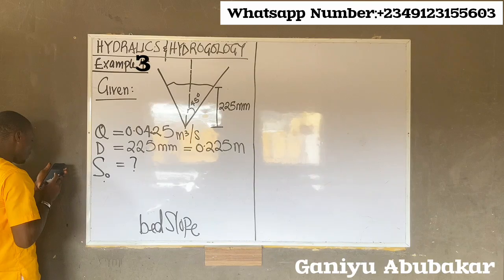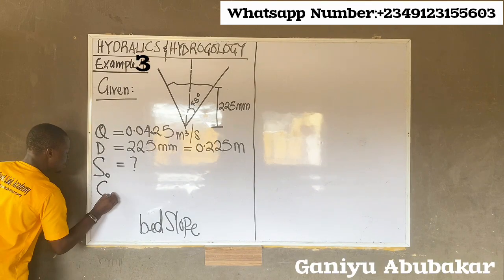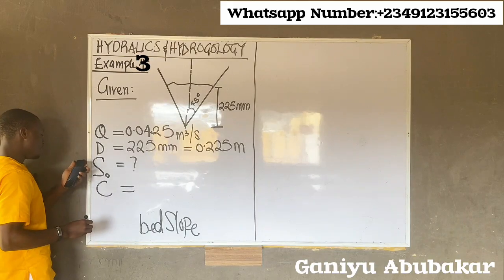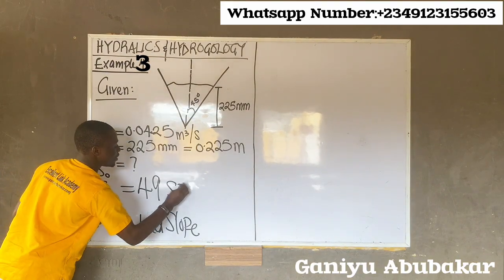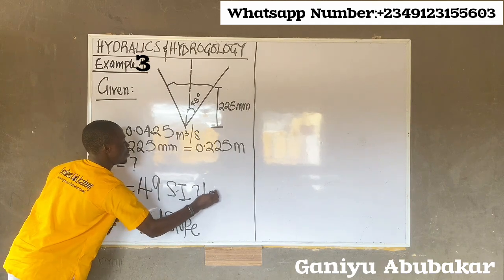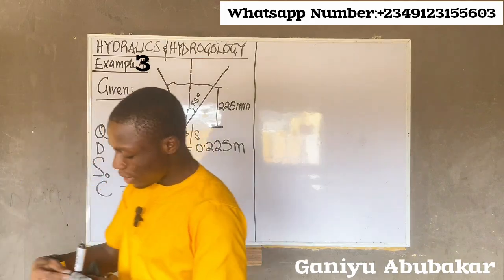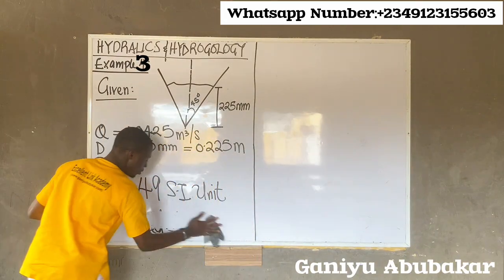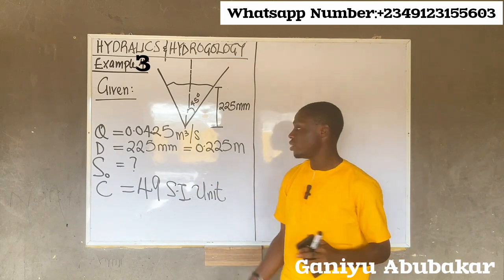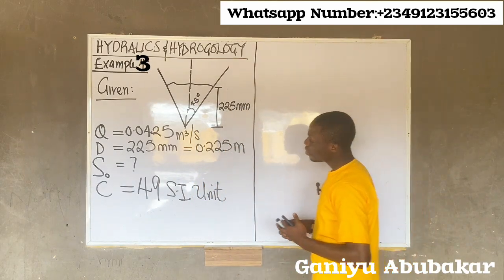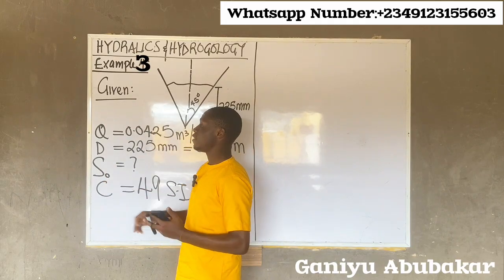We are to find it using the Chezy formula, assuming that C, this C, which is the Chezy constant, is given by 49 SI units. So C is a constant known as 49, right? C is 49 in SI units. Alright, I just list out parameters. Let's solve this question. Now I'm seeing Q, I'm seeing S naught, I'm seeing C.